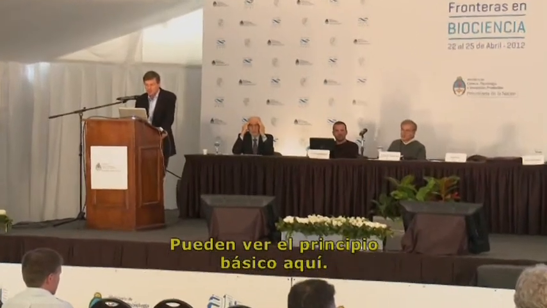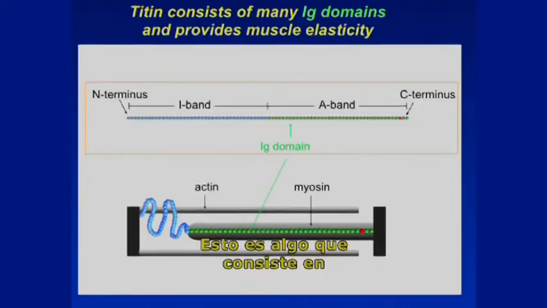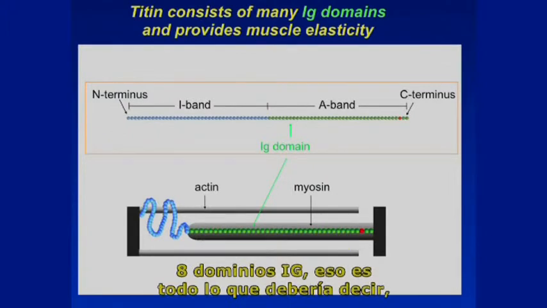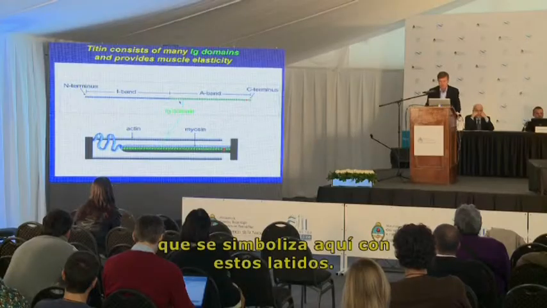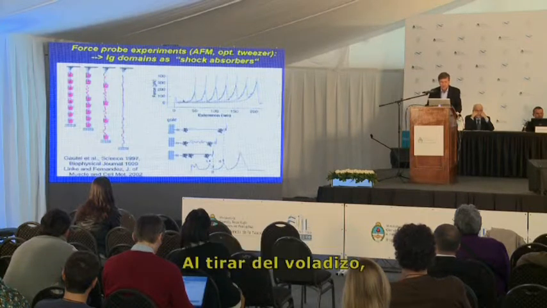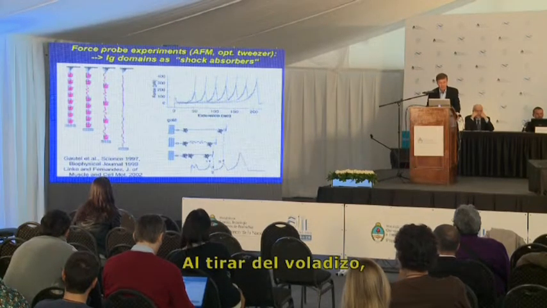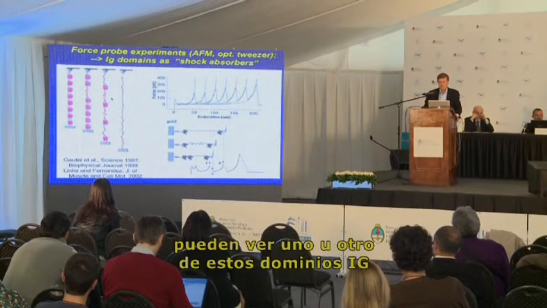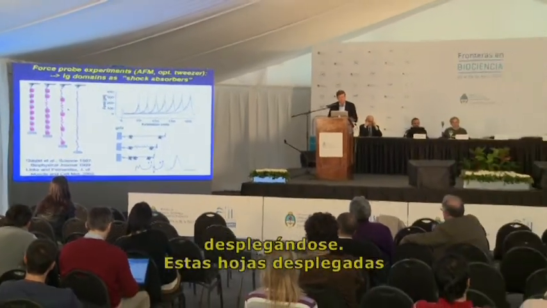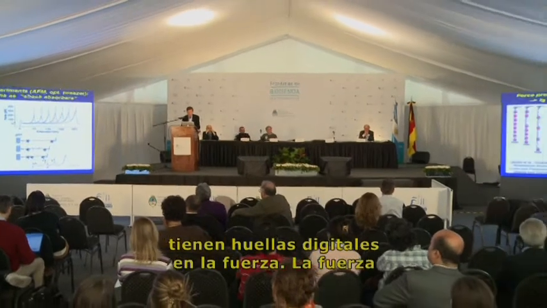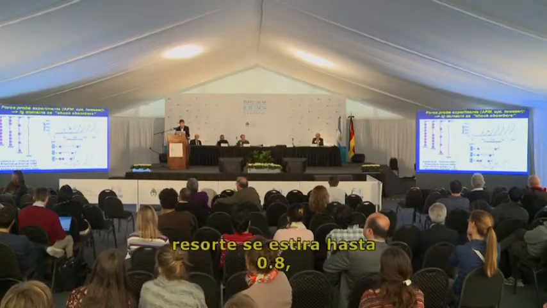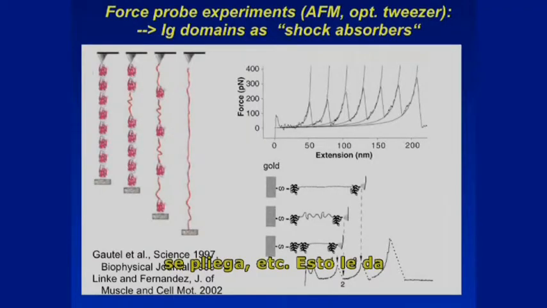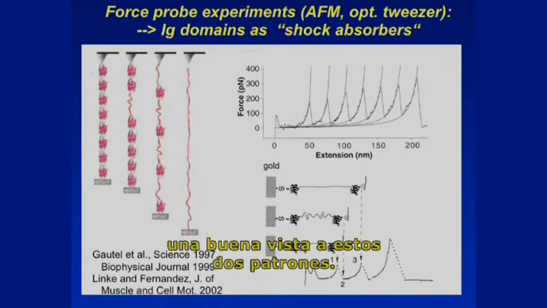You can see the basic principle here. So that would be a construct consisting of 8 Ig domains. The whole thing, I should say, is built up by a whole lot of these Ig domains, a huge protein symbolized here by these beads. And when you pull with the cantilever here, then you can see one after the other of these Ig domains being unfolded. And this unfolding leaves a fingerprint in the force. The force drops dramatically, and then the next is being stretched up to a point where it unfolds, etc., etc. So that gives this nice sawtooth pattern.